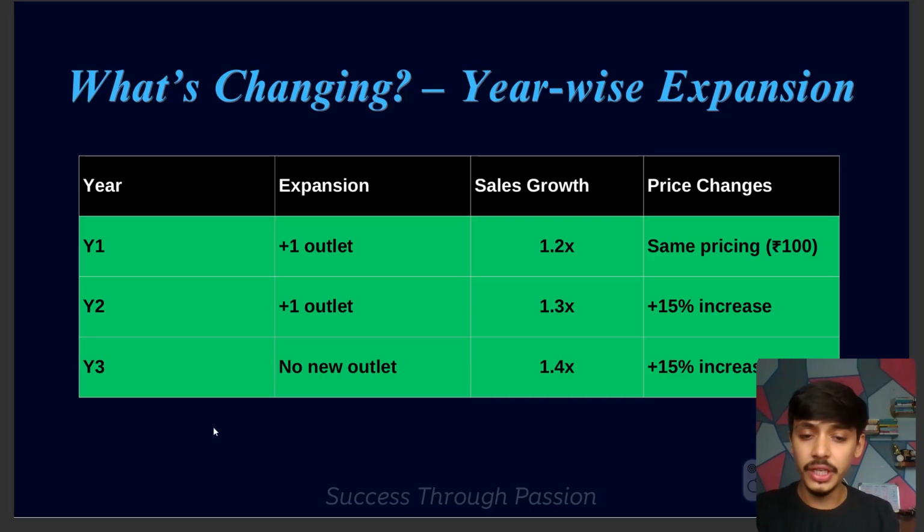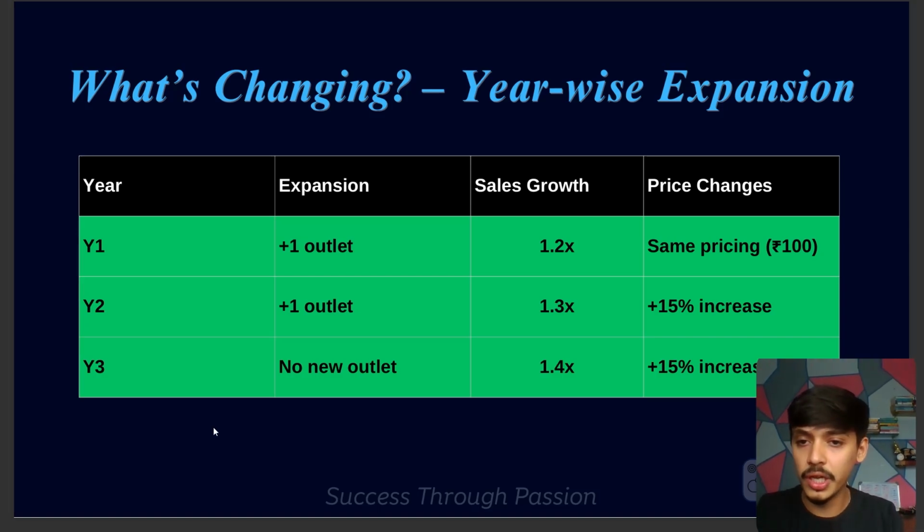So we will go through each and every assumption and we will put in all the assumptions in our Excel sheet to create the entire model. So we have a table in front of us which explains year wise expansion plan, what are the sales growth and what are the price changes that we are seeing in the next 3 years.